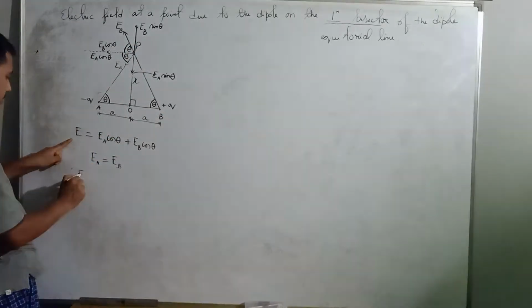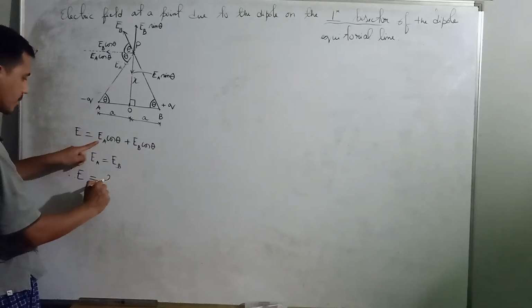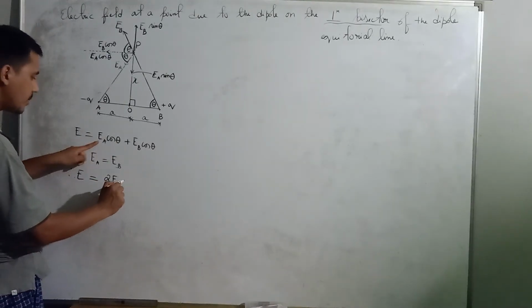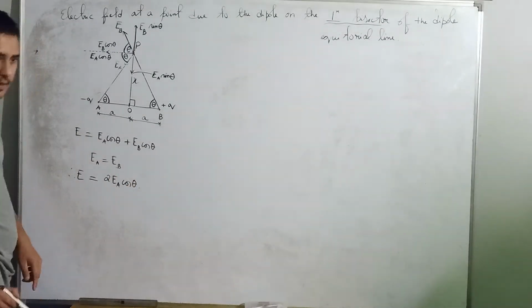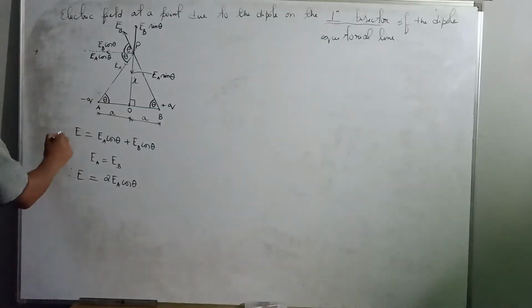Therefore, the resultant electric field will be given by 2EA or 2EB cos theta. Are you getting that? Is it alright? So this will be your hint.